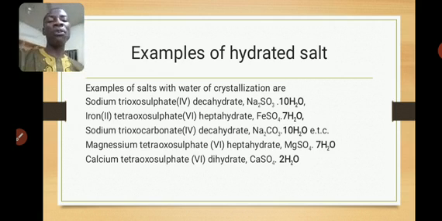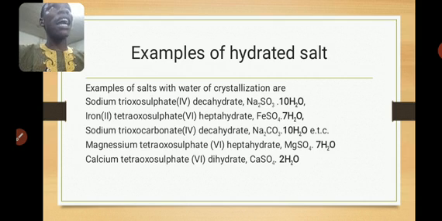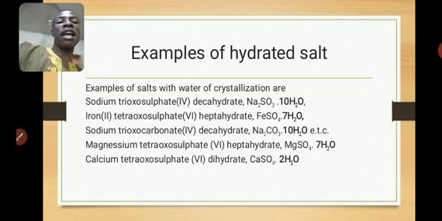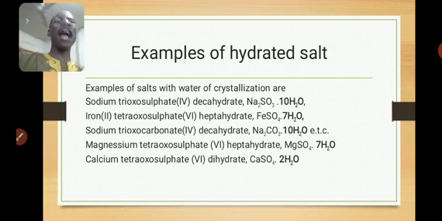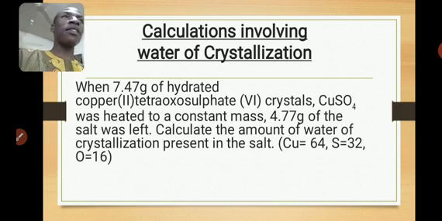That's why I did not write here, like potassium trioxonitrate(V). That one is trihydrate. Dihydrate rather, sorry about that. Then calcium tetraoxosulfate(VI) dihydrate. So don't forget about that. That calcium sulfate is dihydrate, while magnesium sulfate is heptahydrate. Very, very important.